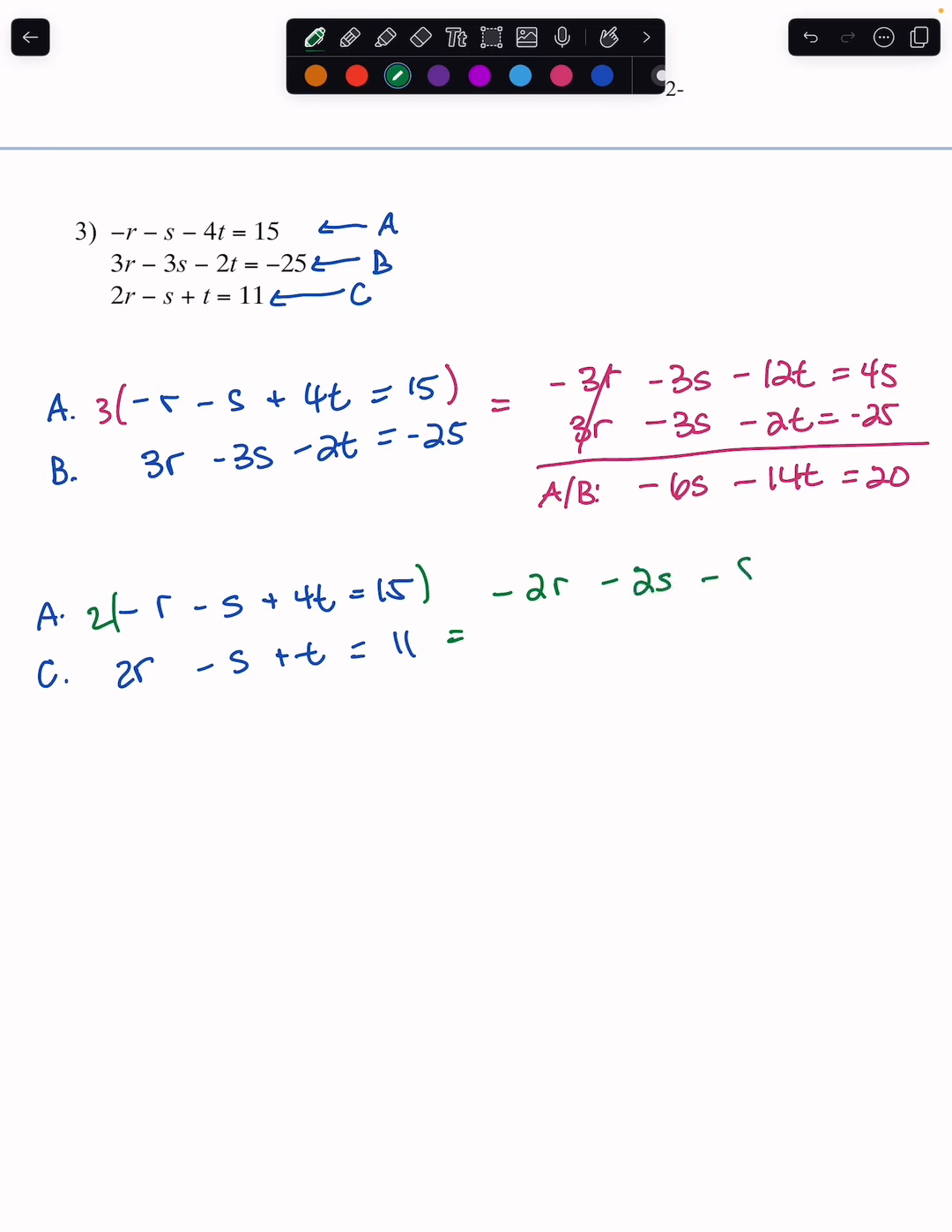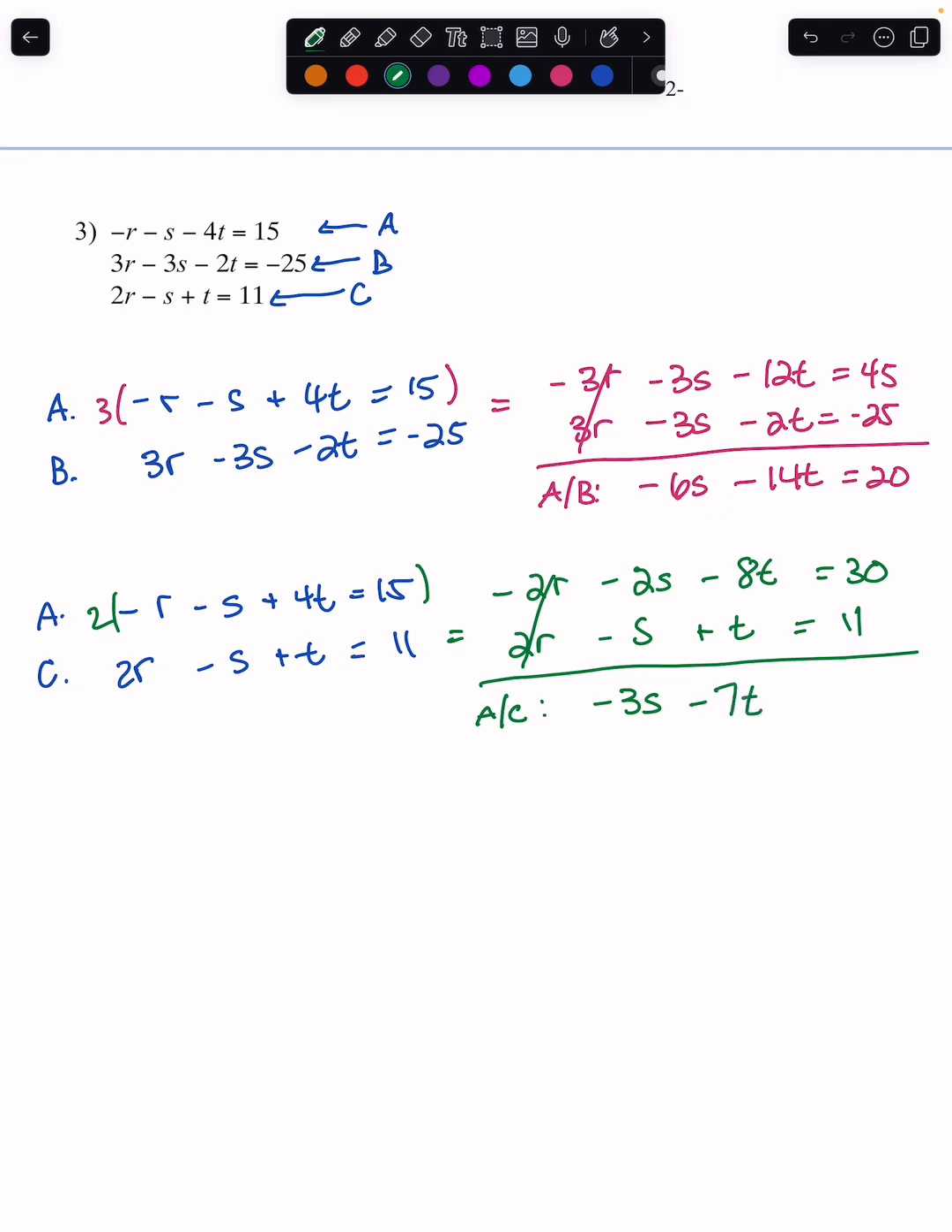Then I'm going to go ahead and write my 2r over here minus s plus t equals 11. And then again, we're canceling out r's, and this is a result of A, C. So I'm going to end up with negative 3s, then negative 8t plus 1 is negative 7t equals, and then 30 plus 11 is 41.